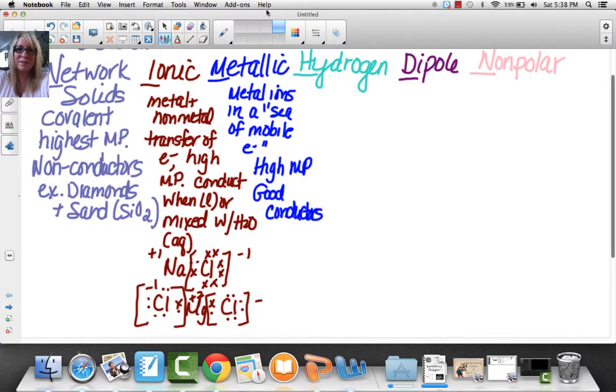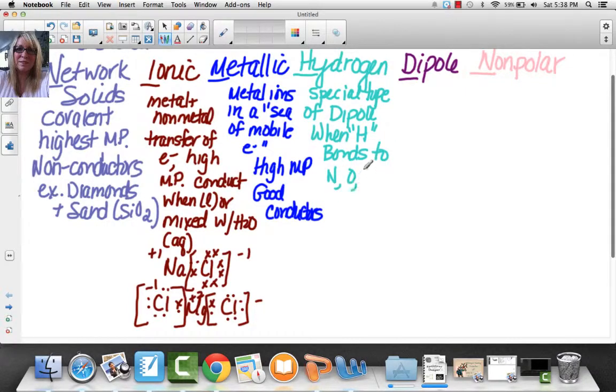Moving on to hydrogen. Hydrogen is a special type of dipole when hydrogen bonds to NOF. When H bonds to nitrogen, oxygen, or fluorine. So an example of this would be NH3.